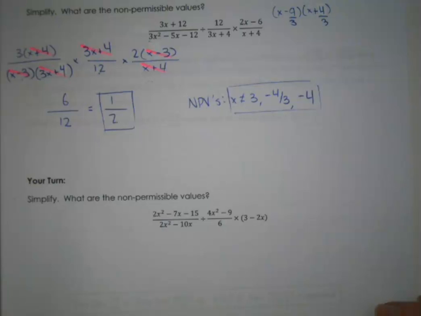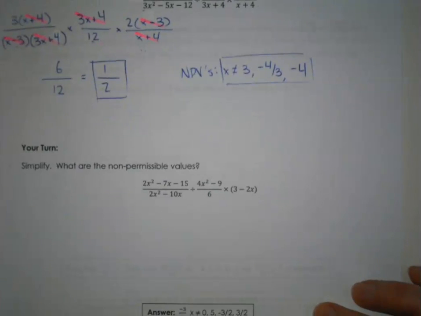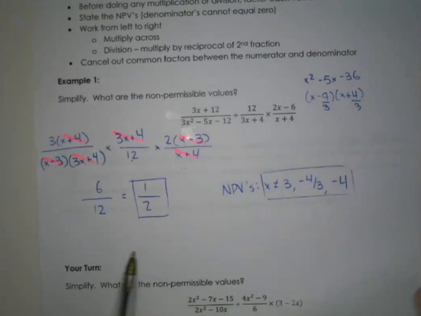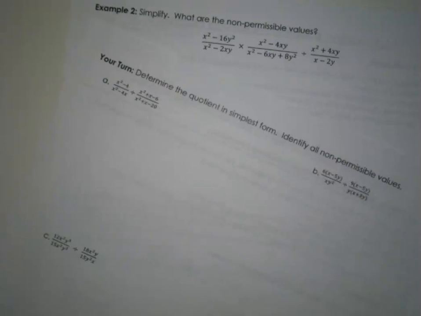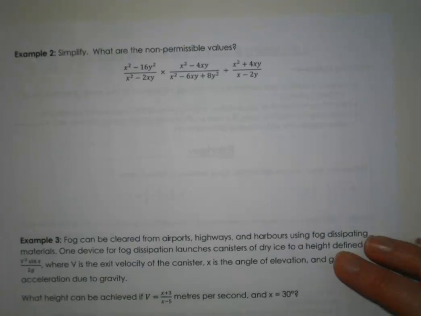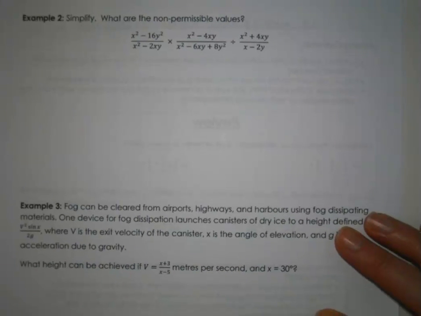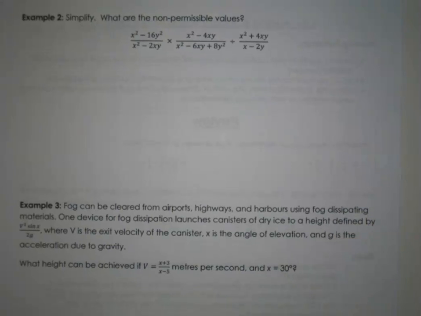Okay, so you have an opportunity to try doing your own here. So if you want, you can pause the video. The answer is at the bottom, including the non-permissible values. All right, let's try one more and then we're going to do a word problem, and that's actually it for today. So a nice quick lesson. To simplify, what are the non-permissible values?